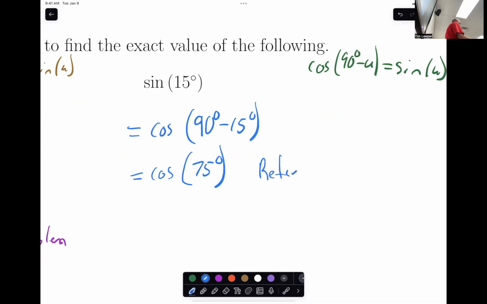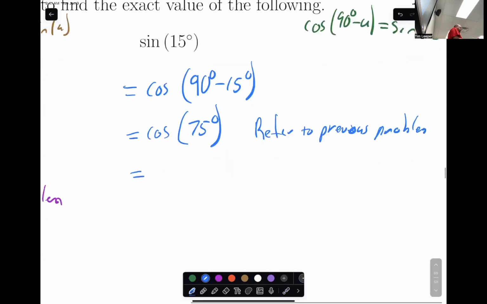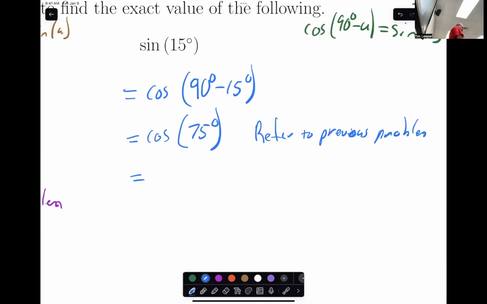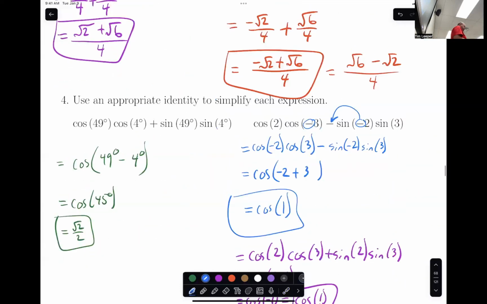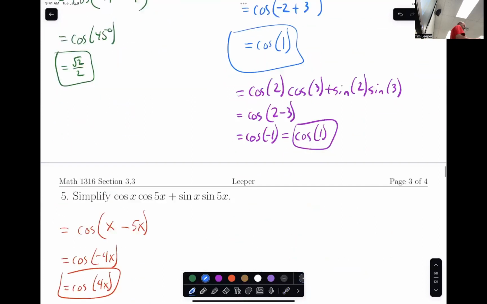And again, we've already done this. Refer to previous problem. So cosine of 75 degrees. What was that? Square root of 6 minus square root of 2 all over 4. There we go. So the sine of 15 degrees is square root of 6 minus square root of 2 all over 4.